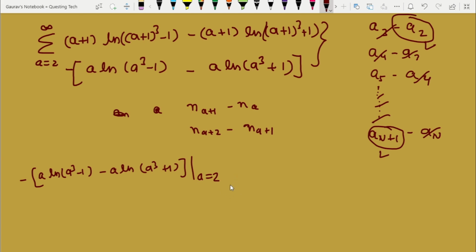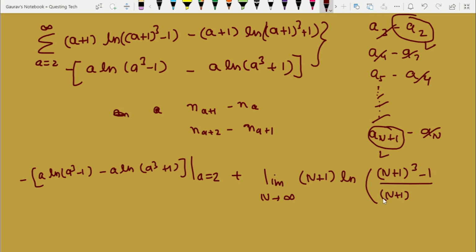Plus, we will have to apply a limit here, because n is going towards infinity. So this is a equals n plus 1, and we can common out this n plus 1, and then this is going to be ln of n plus 1 cube minus 1 divided by n plus 1 cube plus 1.